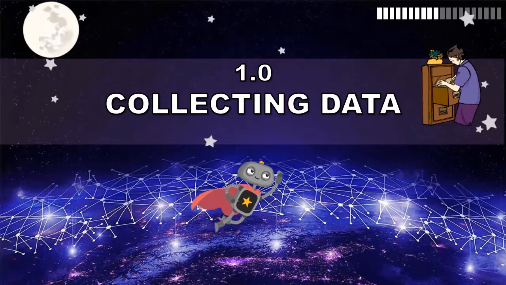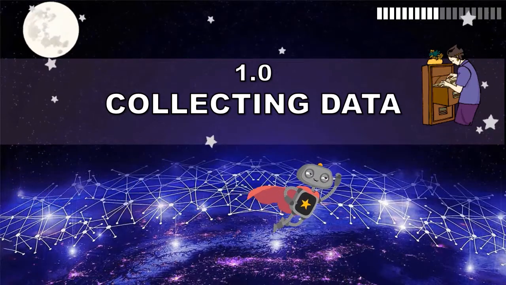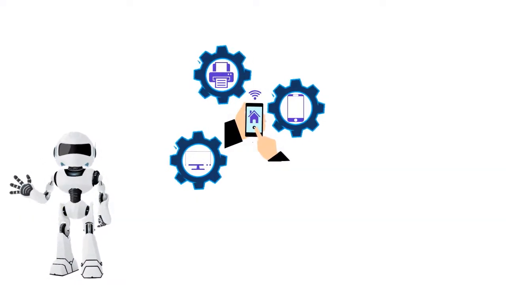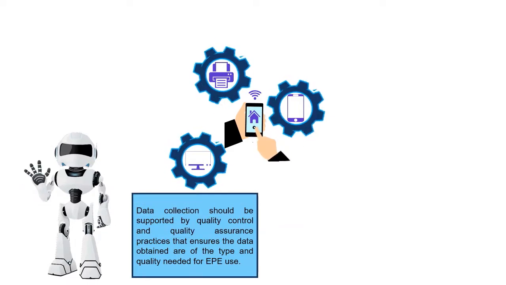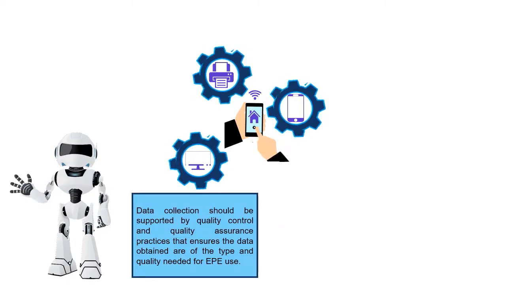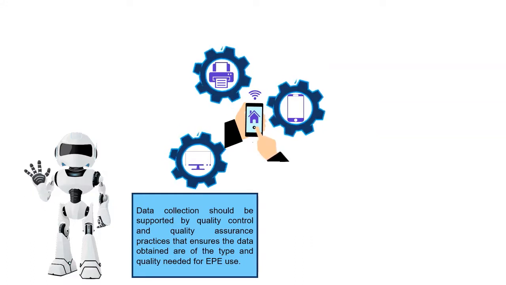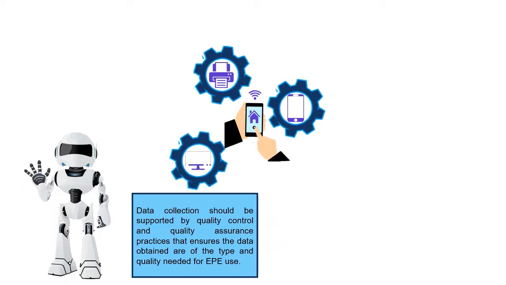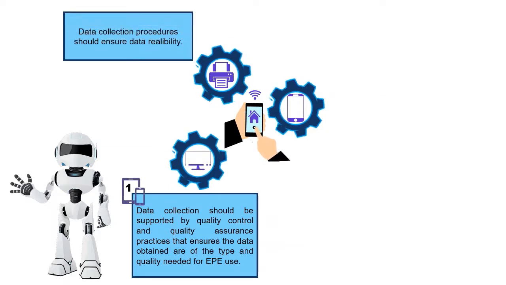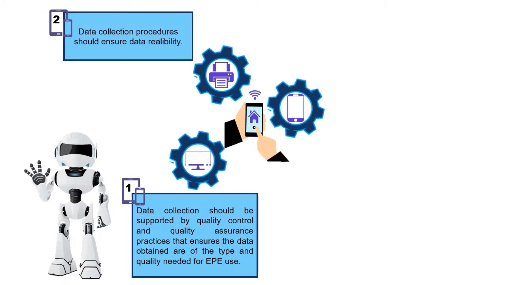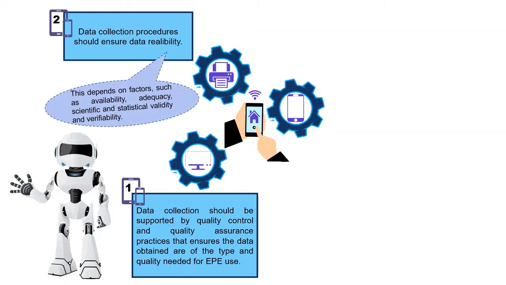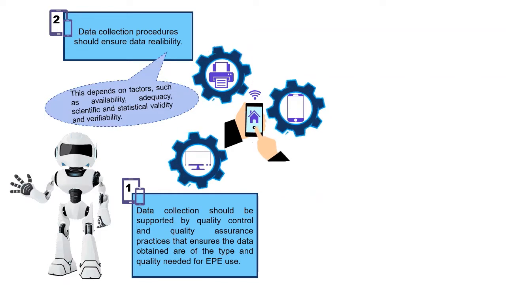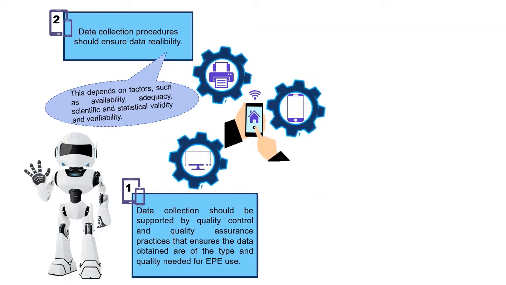The first stage of using data is collecting data. Data collection should be supported by quality control and quality assurance practices that ensure the data obtained are of the type and quality needed for EPE use. Data collection procedures should ensure data reliability. This depends on factors such as availability, adequacy, scientific and statistical validity, and verifiability.